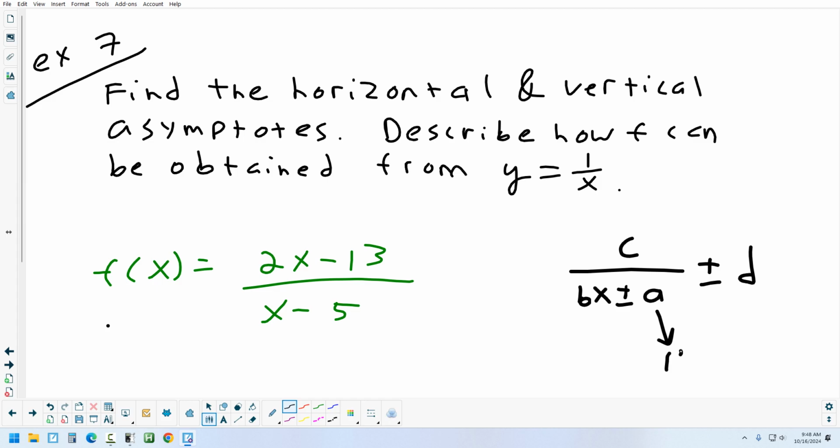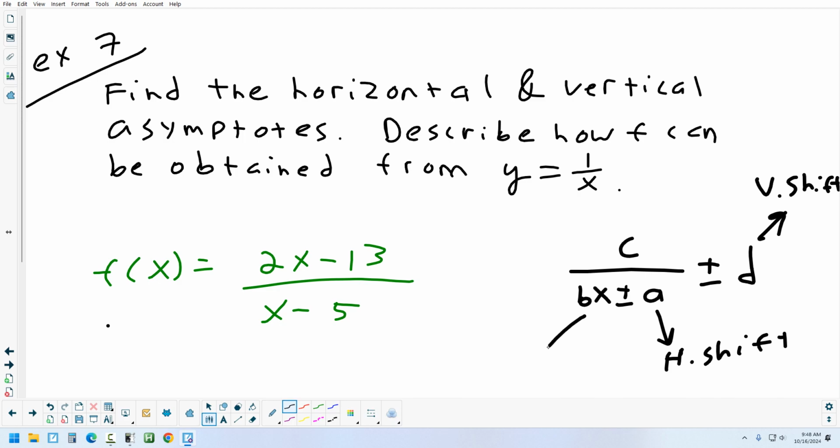So horizontal shift, horizontal stretch, vertical shift, or vertical stretch. Vertical shift. No, adding or subtracting a number on the end is always the vertical shift. Horizontal. Since this would affect the vertical asymptote, this is a horizontal shift.